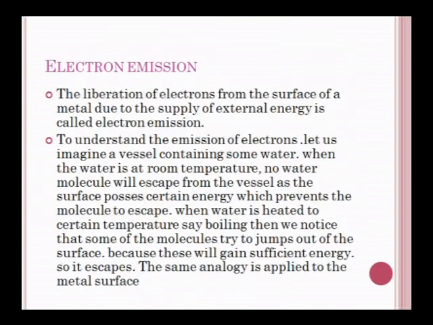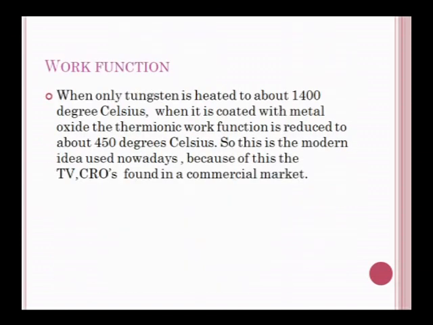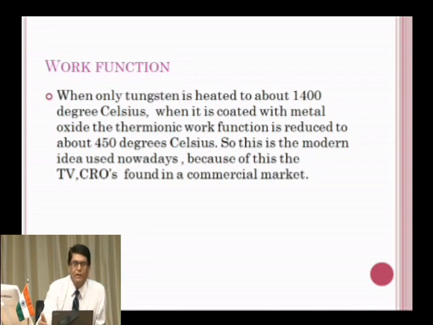Further research has been conducted so that we are able to reduce this work function by giving a suitable coating of metal oxides. For example, for the same tungsten, if you give an oxide coating, then immediately the thermionic work function is reduced to an order of 1.5 electron volts. That means only 450 degrees Celsius temperature is required to get the same amount of electrons that you get at a temperature of say 1400 degrees Celsius, right.